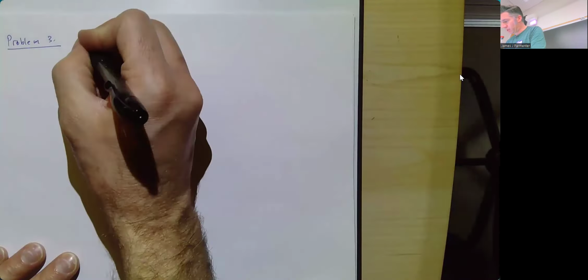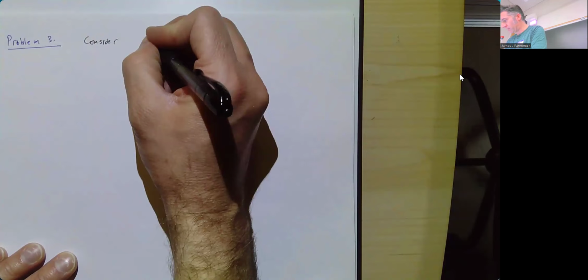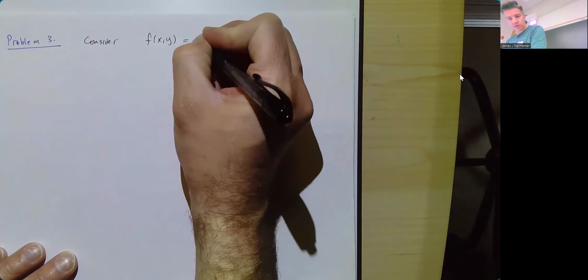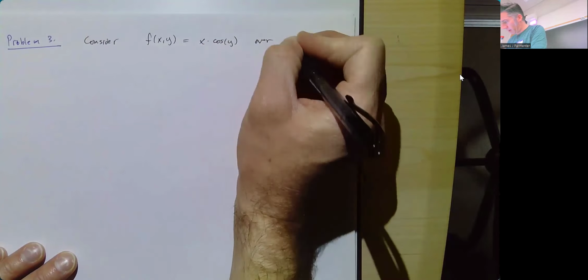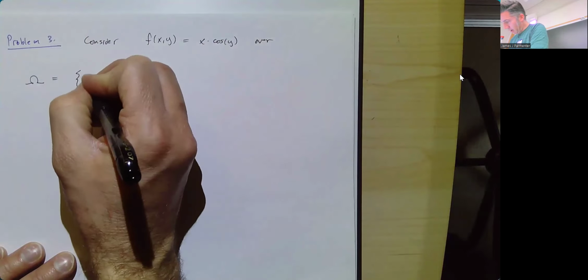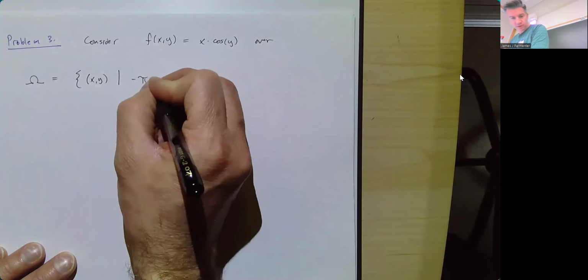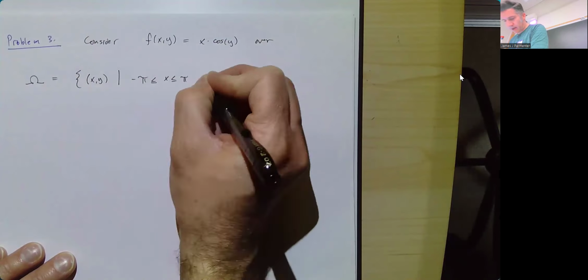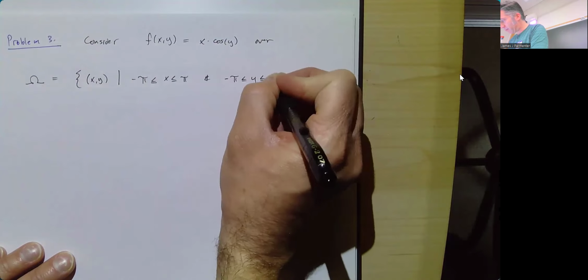Let's look at problem 3. Consider the following function. I'm going to write the function first. f of x comma y equal to x times cosine of y over the closed domain omega equal to the set containing x comma y such that negative pi is less than or equal to x is less than or equal to pi, and same deal for y's. Negative pi less than or equal to y, less than or equal to pi.